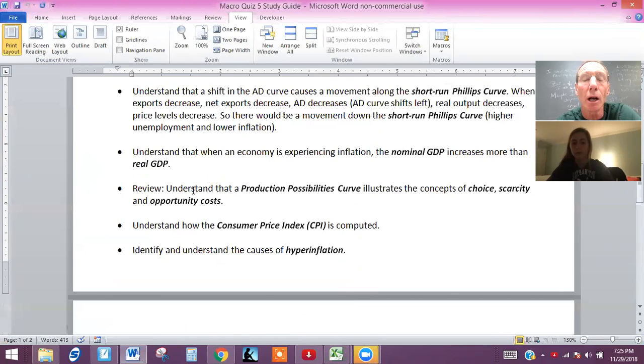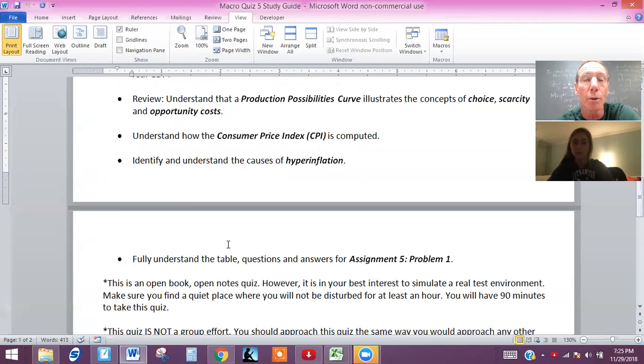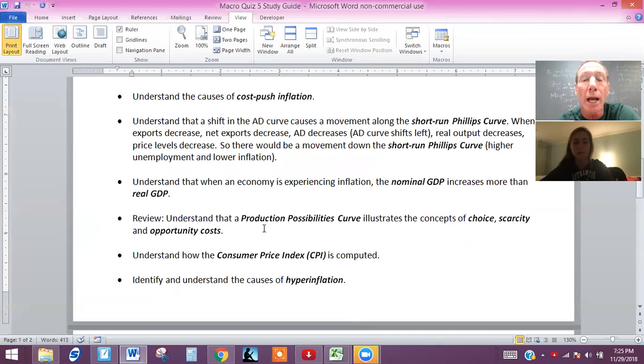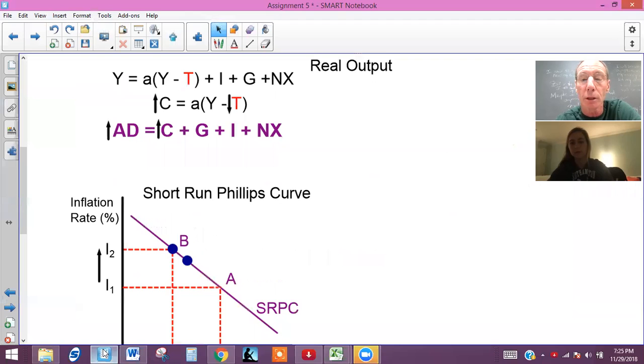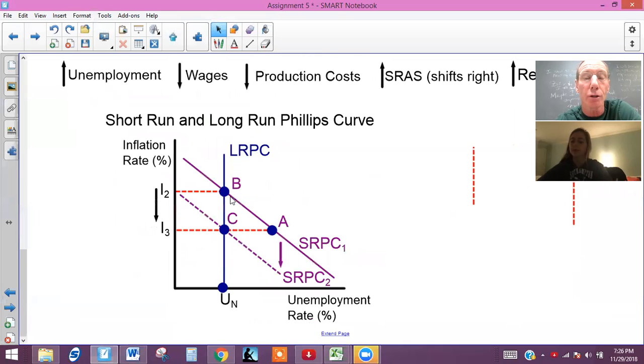And then this one is just a review. You just need to know that when we think about a production possibilities curve, the concepts we're looking at are choice, scarcity, and opportunity cost. So if we look at a curve over here, I've got one in here somewhere, I'm sure.